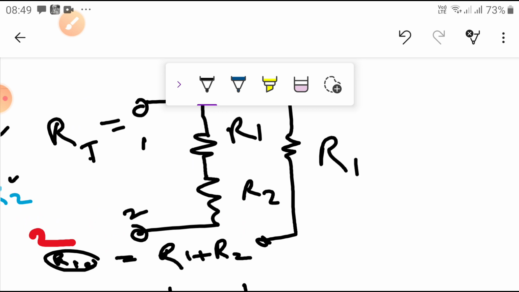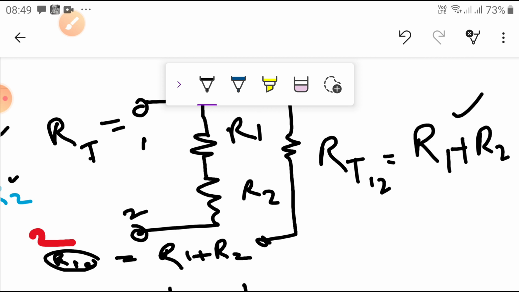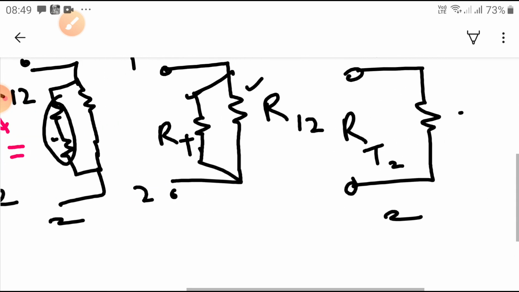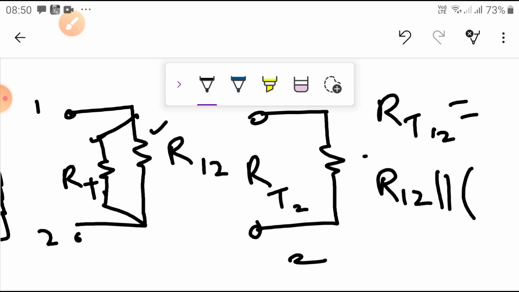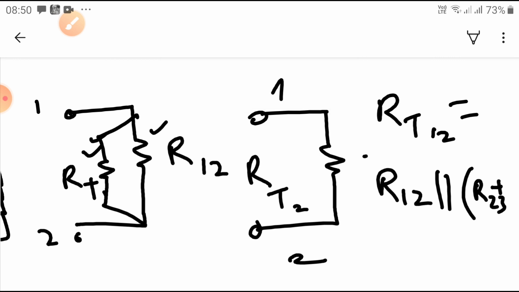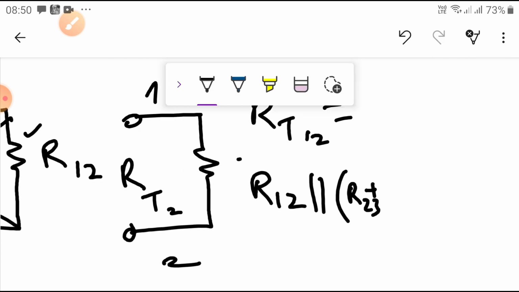So the resistance between terminals 1 and 2 is equal to R1 plus R2, simply two resistors connected in series. But in the case of delta connection, what have we got? Here the R total between nodes 1 and 2 is equal to, so here 2 resistors are connected in parallel. So R12 is in parallel with the 2 resistors. What are the 2 resistors? These 2 resistors, that is equal to R23 plus R31.